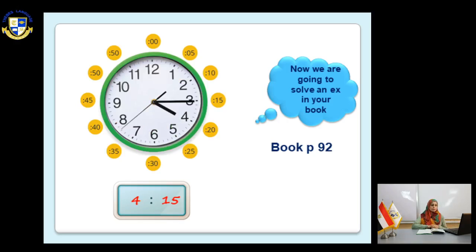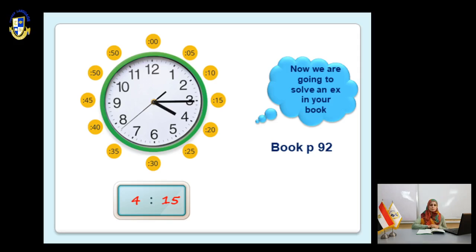In the next book, page 92. The small arm is pointing to 4, the long arm is pointing to 3. So it's 4:15. When you count, start counting from the 12 or from the 00. 5, 10, 15. So it's 4:15.